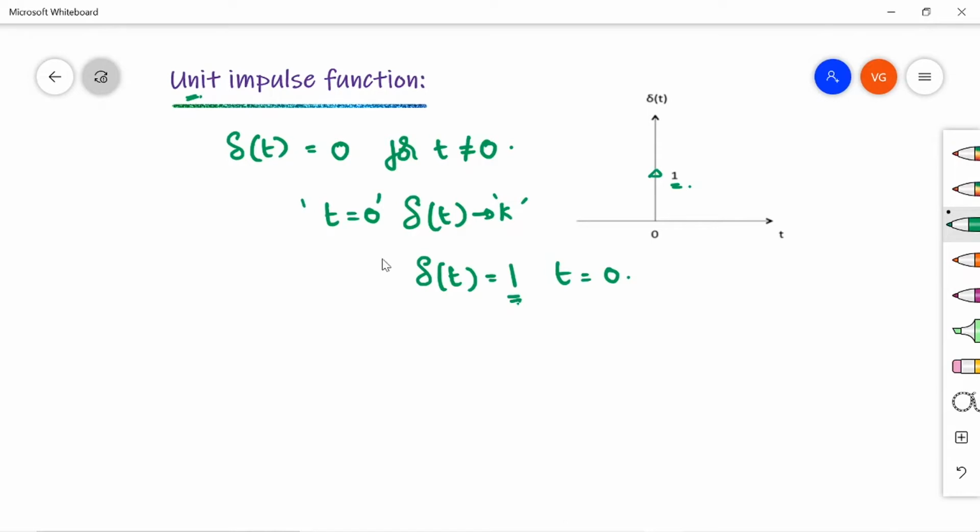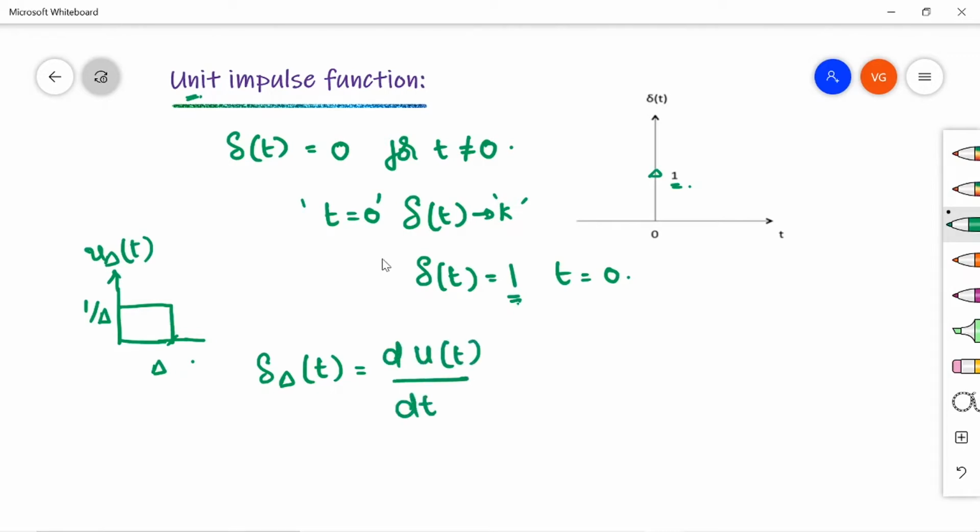Then we will discuss the properties of impulse function here. So if you take a step signal here, any step function of amplitude 1 by delta and the time scale width as delta, then del of t is nothing but the derivative of your unit step function. So du of t divided by dt. So what is derivative? Derivative is nothing but area under the curve, right? So that is nothing but amplitude 1 by delta multiplied by delta, right? So that is nothing but here 1, which is nothing but your del of t, unit impulse function.